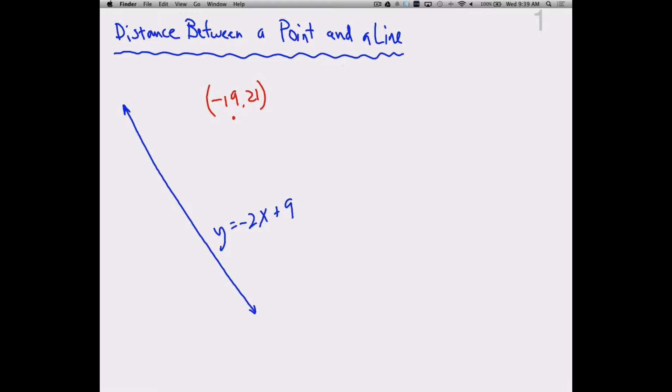You could plug the x value in for the x and the y. Beautiful. Do that, please. Plug the x and the y into the line. Okay. The answer is no. -19 times -2 is 38. 38 plus 9 is 47. 47 is not equal to 21. The point's not on the line. Good, we can proceed with the calculation.